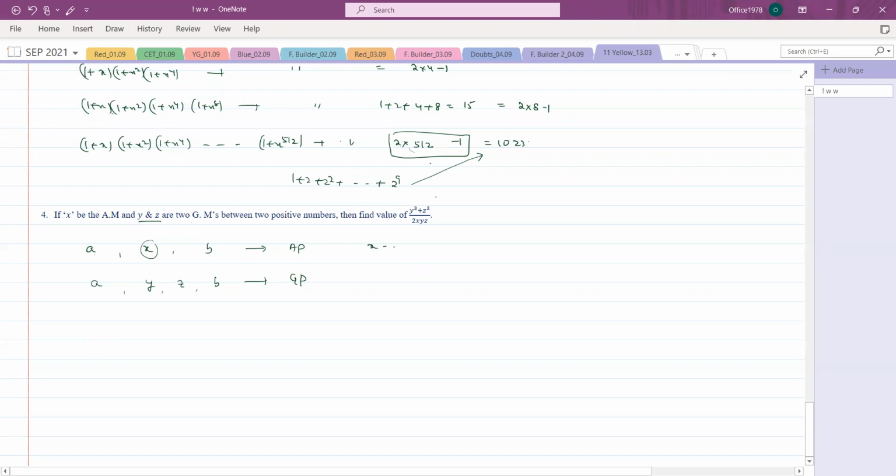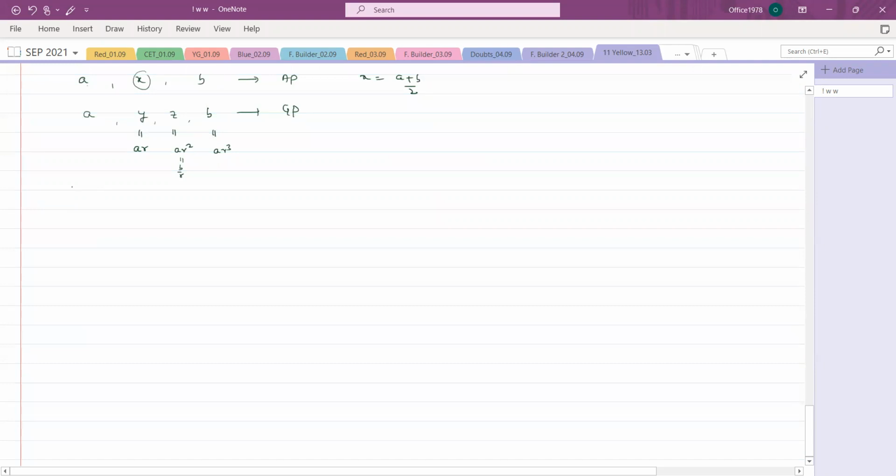So here x you can write a plus b by 2, or 2x you can write a plus b. Y you can write ar, z you can write ar square, b you can write ar cube. Or z also you can write b upon r. Otherwise keep it like this. Question is y cube plus z cube upon 2xyz.